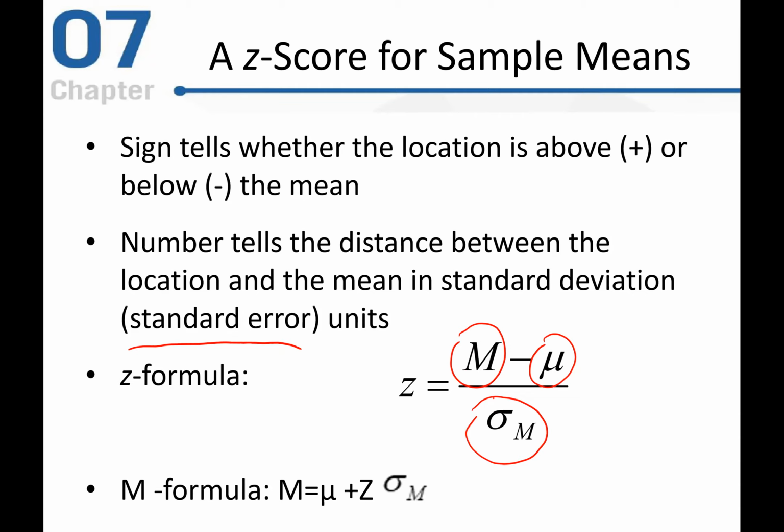And now let's say they gave us the z-score for a particular sample mean, and they wanted us to compute what that sample mean was. Well, we would use this formula, all right? So these are similar to what we discussed last week, except now we're using standard error in place of standard deviation, and we're working with sample means instead of raw scores. So to get the original sample mean, it would be the population mean plus the z-score times the standard error of the mean.